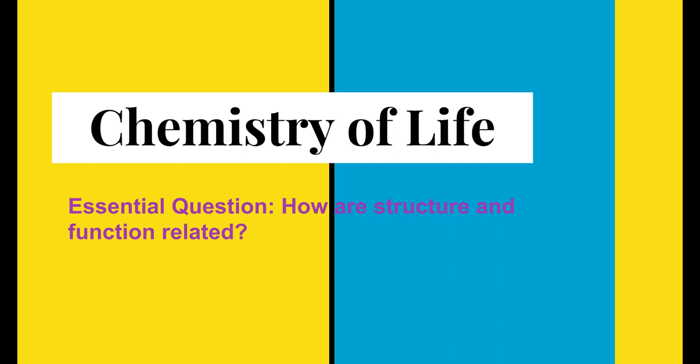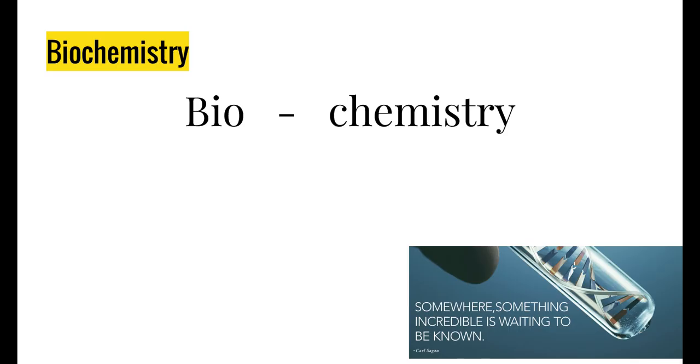So we're going to start with chemistry of life. This is going to tie together our introductory unit on reviewing chemistry and chemical properties and where we're heading, so really focusing on biology, the study of life. The essential question that's going to carry through this entire unit is, how are structure and function related? So we're going to look at the different types of molecules that make up living things, study their structure, study their function, and then relate the two. So how does what something looks like help it to do its job?